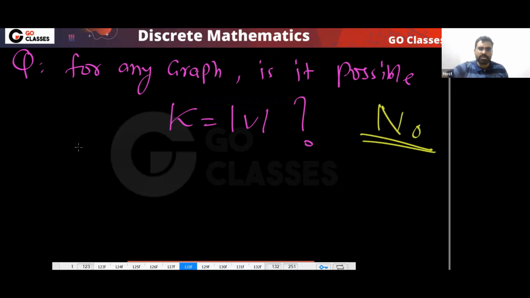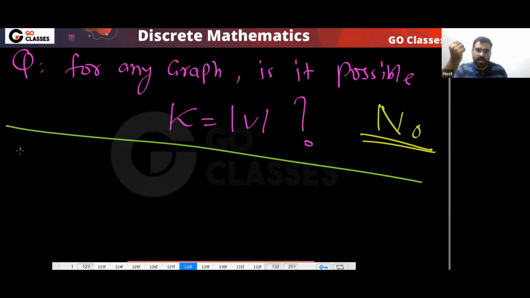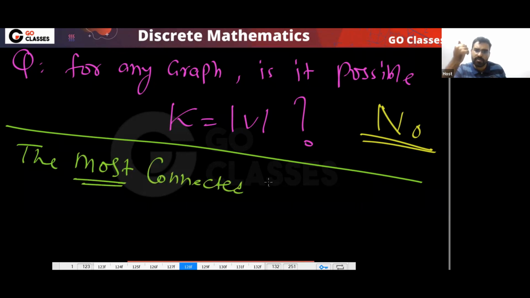Because see, the most connected graph, tell me one thing, the maximum kappa you can have. Which graph has maximum kappa? Remember, kappa, this connectivity number, tells you how much your graph is connected. Who is the most connected graph? The most connected graph is the complete graph.